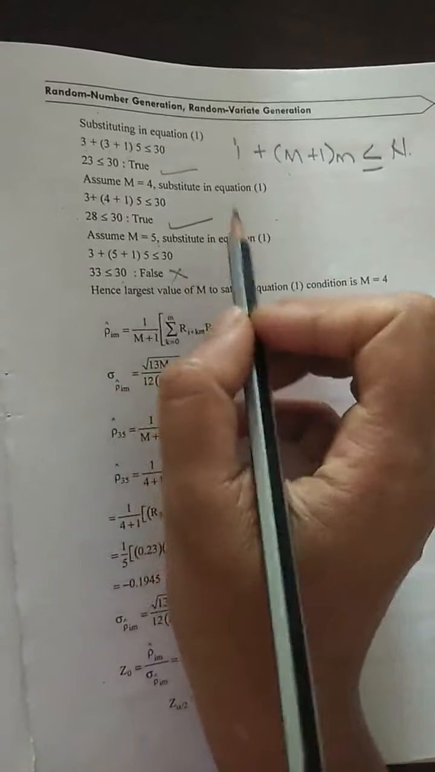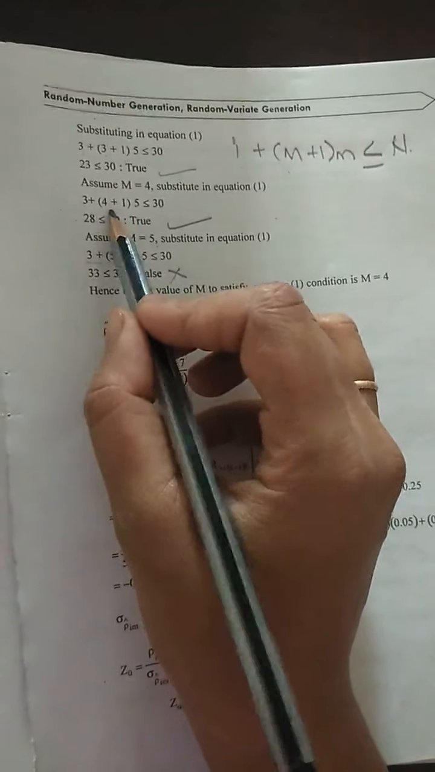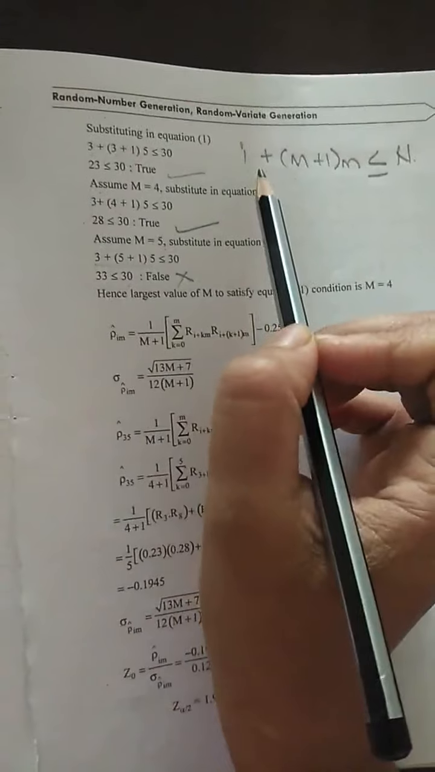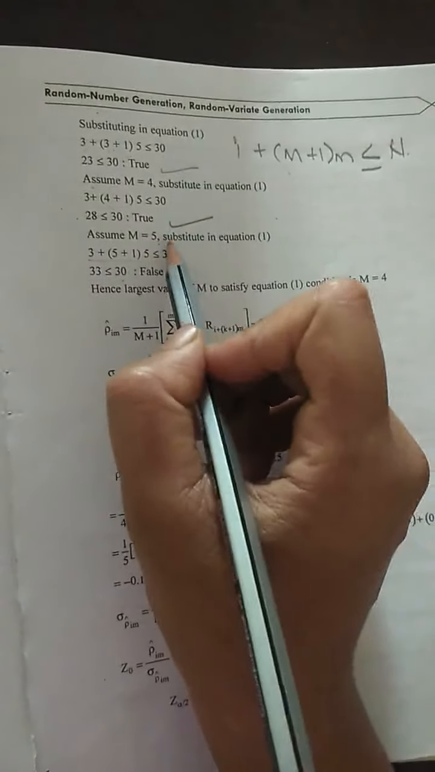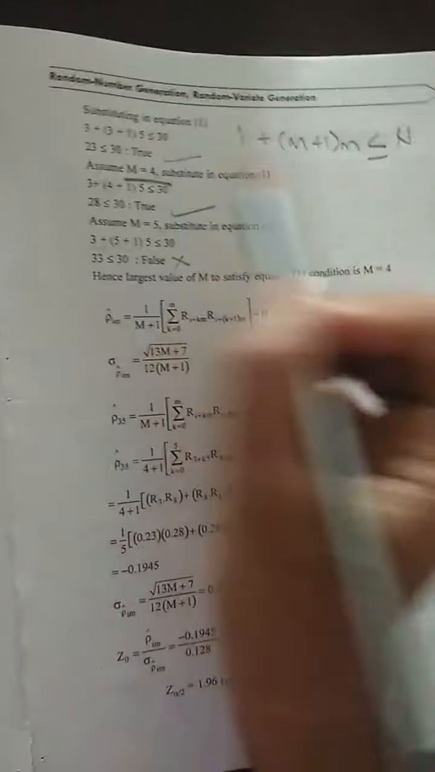So what is the largest integer which is satisfying this equation? 4. See, yes, 3 is also satisfying, 1 is also satisfying, 2 is also satisfying. But which is the largest integer which is satisfying? It is 4. So the value of M we have found out is 4.